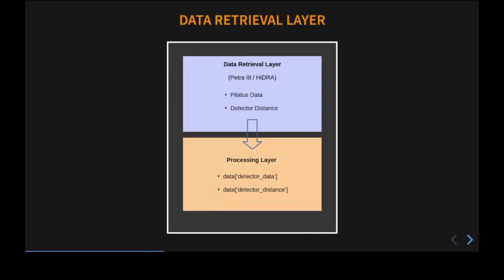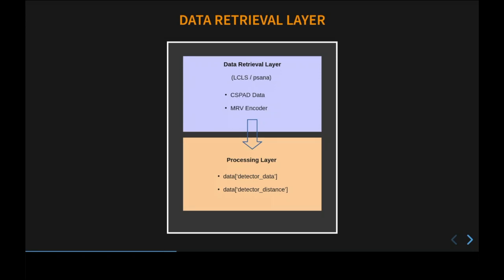So the data retrieval layer has this task. If we are at a certain facility, say at Petra 3, where we use Hydra, this program developed by Manuela Kuhn, Daisy, to retrieve the data, probably the data comes from a Pilatus detector, and the detector distance might be a setting that someone put in a configuration file. Now, this is shown in the processing layer as just entries in a Python dictionary.